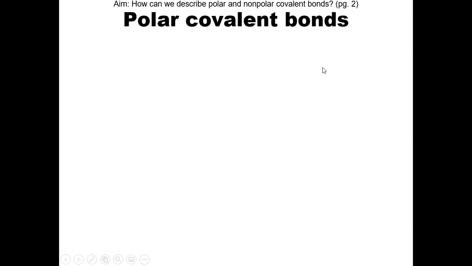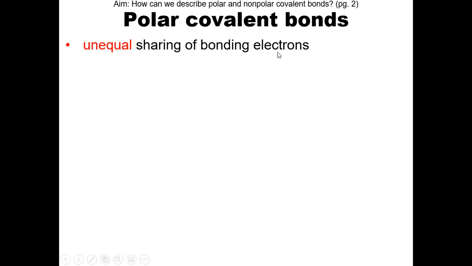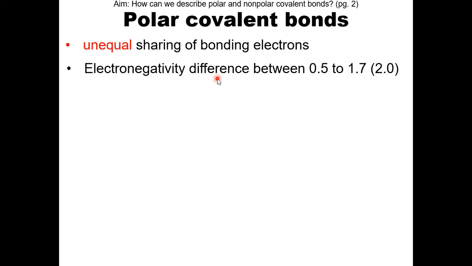In polar covalent bonds, there is unequal sharing of the bonding electrons. The electronegativity difference between the two atoms is 0.5 to 1.7. In some textbooks, it is 0.5 to 2.0. Treat these as guidelines rather than set rules. There's always going to be exceptions. You can use either 1.7 or 2.0, and you should be fine on the Regents. Let's do a couple examples.